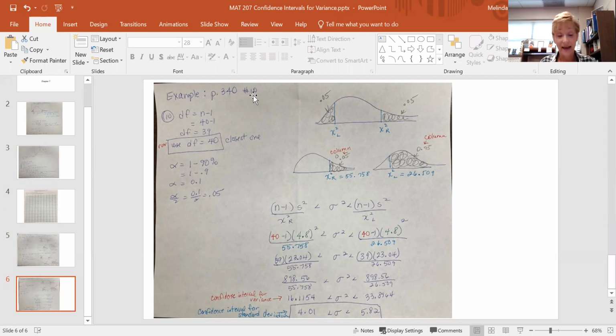Okay, hopefully you're back and you're on page 340. Problem number 10 says this. In a test of weight loss programs, 40 adults used the Atkins weight loss program. This should sound familiar. After 12 months, their mean weight loss was found to be 2 1/10 pounds, with a standard deviation of 4 8/10 pounds. It says construct a 90% confidence interval estimate of the standard deviation of the weight loss for all such subjects.